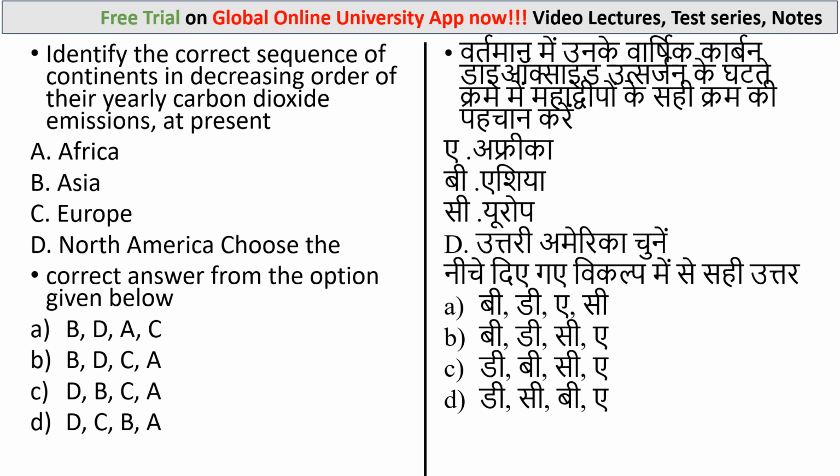Asia, then North America, then Europe, and then Africa. According to the explanation, the correct answer is option B. That is Asia, then North America, then Europe, and last Africa. B, D, C, A.